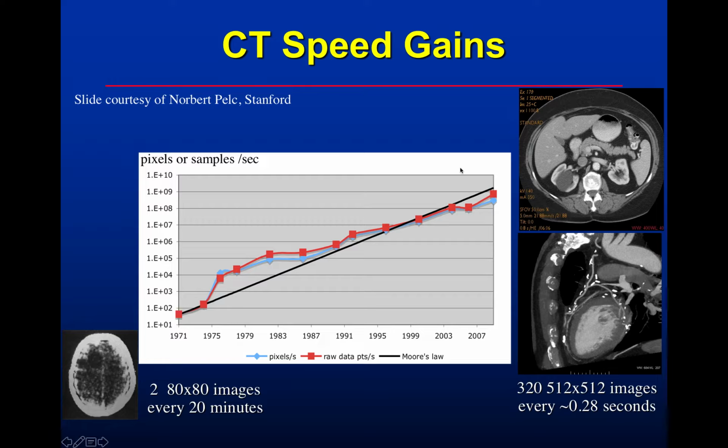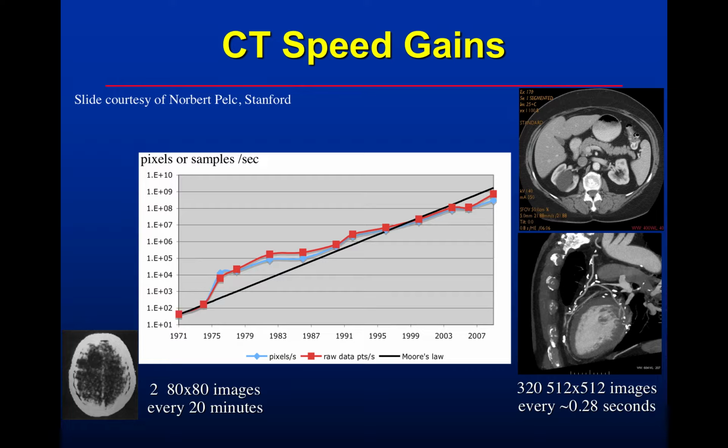So this is essentially the increase in the pixels per unit time. You can think of it as image pixels per unit time or samples per unit time of a CT imaging experiment over, 1971, Hounsfield's initial experiment to 2008. And it just follows Moore's law. It's not surprising, right? It's just like as you have electronics that can cope with more data, you build machines that give it more data.